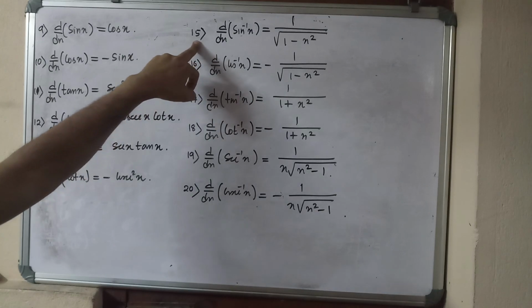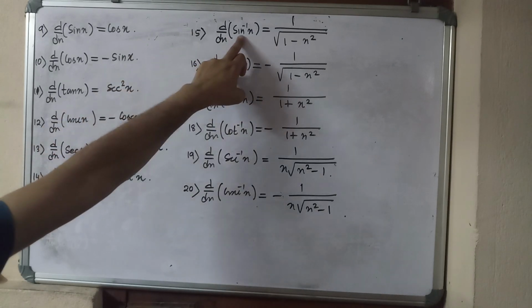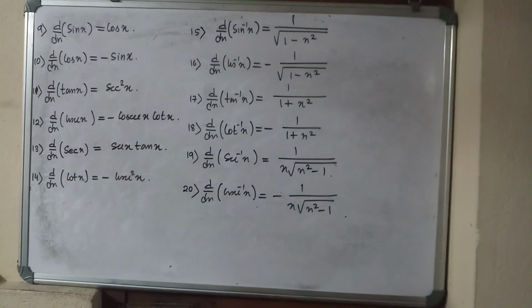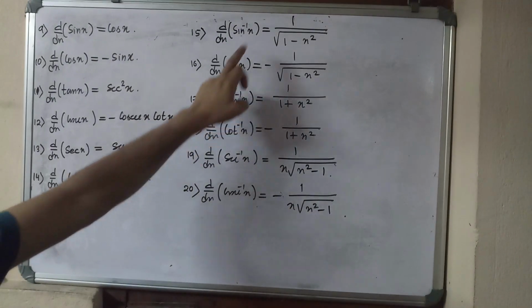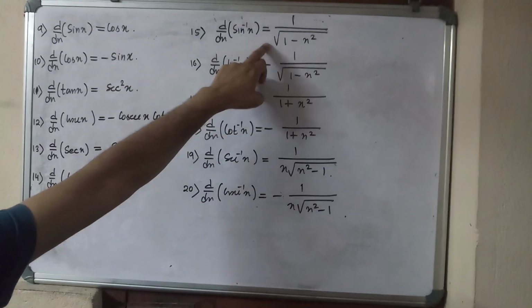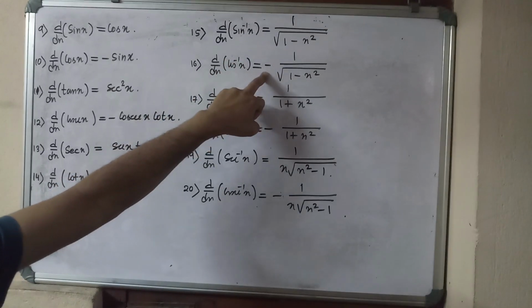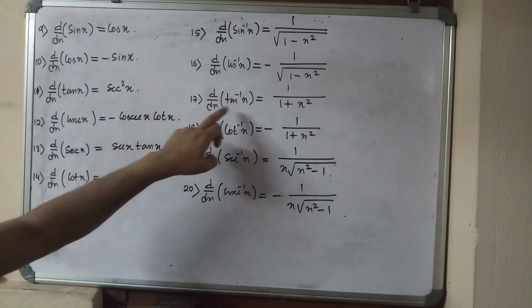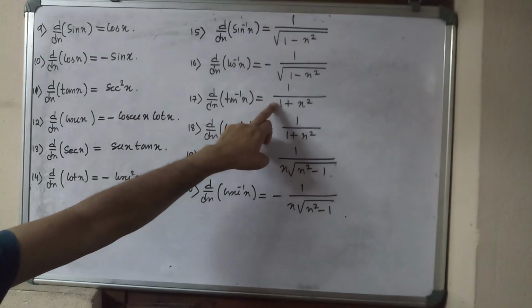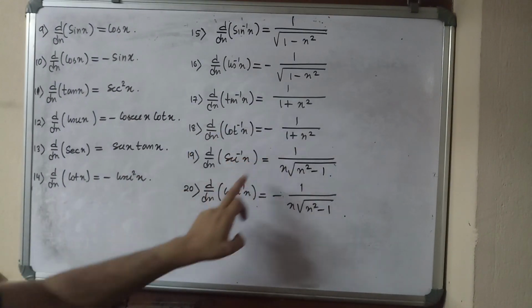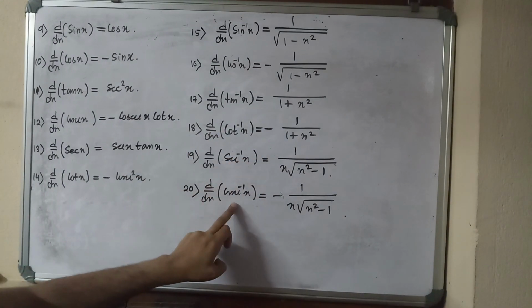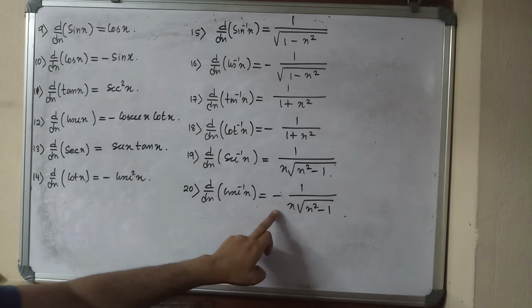Now formula 15. Derivative of sin inverse x is 1 by under root 1 minus x square. For derivative of cos inverse, the only difference from sin inverse is the minus. One is positive, the other is negative. In the same way for the derivative of tan inverse and cot inverse, tan is positive, cot is negative. Derivative of sec inverse and cosec inverse, sec is positive, cosec is negative.